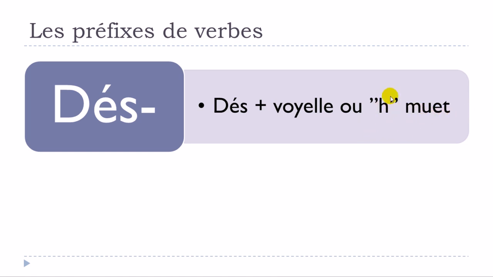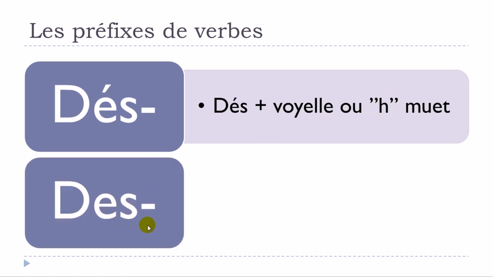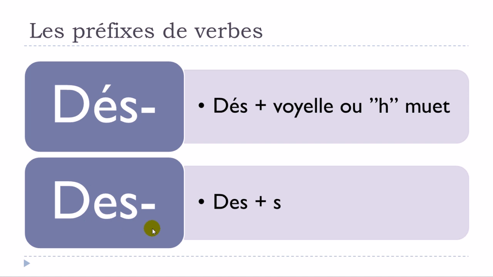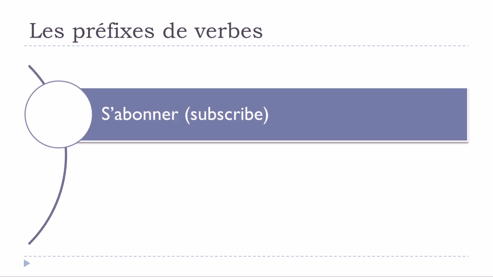So remember that we're not talking about all the verbs starting with h. And then we'll also have the option of des, so you can see that you don't have any accent here, and it will be used only for the verbs that start with the letter S, okay? So keep in mind, dés with the accent aigu will be used for verbs starting with either une voyelle or H muet, okay? And then des without the accent will be used for the verbs starting with S. Okay, so let's see now a few examples.